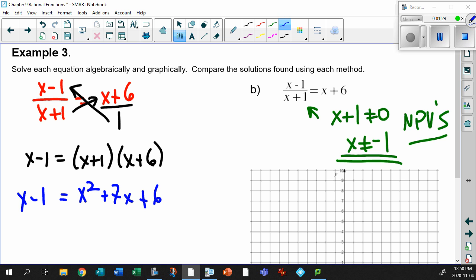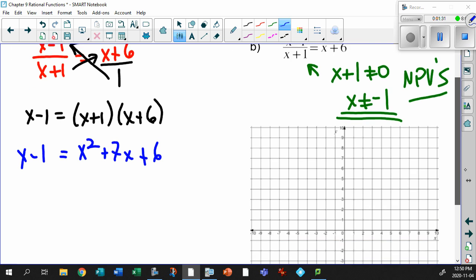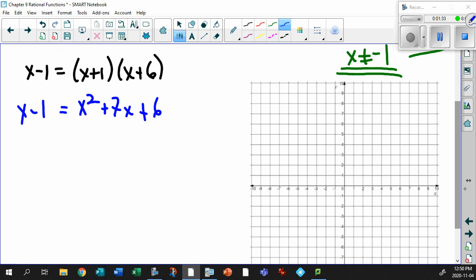Bring everything over to one side, okay? So when you bring everything over to one side, look what happens. That equals 0, giving you an x squared. That's going to give you a plus 6x. Bring the 1 over. This is going to give you a plus 7. Unfortunately, at this point, it doesn't factor nicely. Oh no. So what do we do?